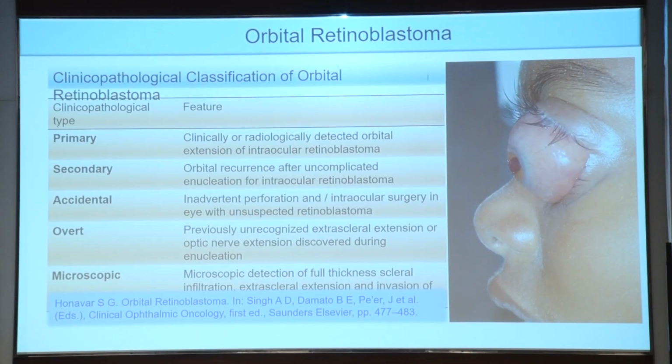Now, orbital retinoblastoma: in our part of the world, we see this extraocular extension. This classification was put forward by Dr. Santosh Honavar, and we do practice this in our clinical evaluation of orbital retinoblastoma. Primary, where they initially present with extraocular extension; secondary, where they have undergone enucleation, but then there is an orbital recurrence of the tumor; accidental, where some surgery like retinal detachment surgery or vitrectomy has been done in these cases, and there is an extraocular extension; overt, where radiologically you have missed it, but there is a surprise on the table when you do an enucleation; there is a slight extraocular extension; and microscopic.